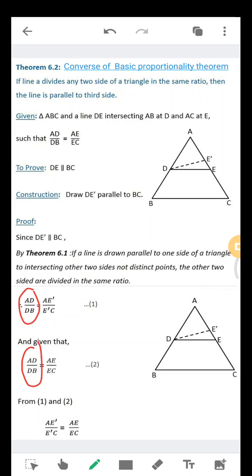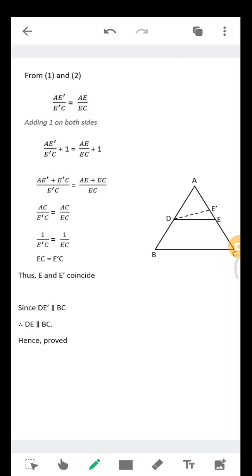So I can use Euclid's axiom here. From 1 and 2 I can say things equal to the same thing are equal to one another. So I can say AE' by E'C is equal to AE by EC. We get this step from 1 and 2 equations. Is it clear, students? Okay. Now we are going to the next step.